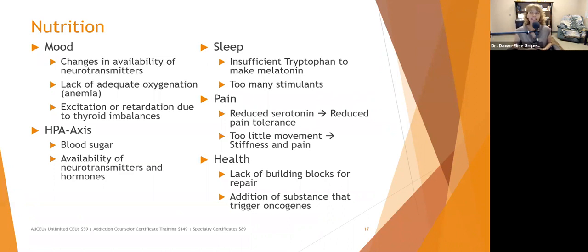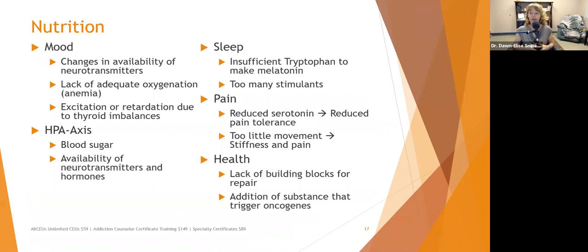Nutrition impacts sleep because if people don't have enough tryptophan, they can't make serotonin. They can't make serotonin, they can't make melatonin, and people need melatonin to help them drift off to sleep. Or if they're having too many stimulants, then that's also going to impact sleep. Nutrition impacts pain because if people are not able to make serotonin and some of their other chemicals, the endogenous opioids, because they have poor nutrition, then they're going to have reduced pain tolerance.